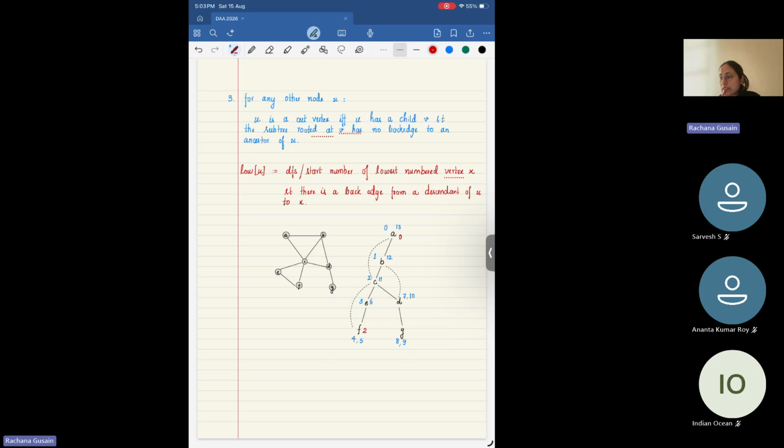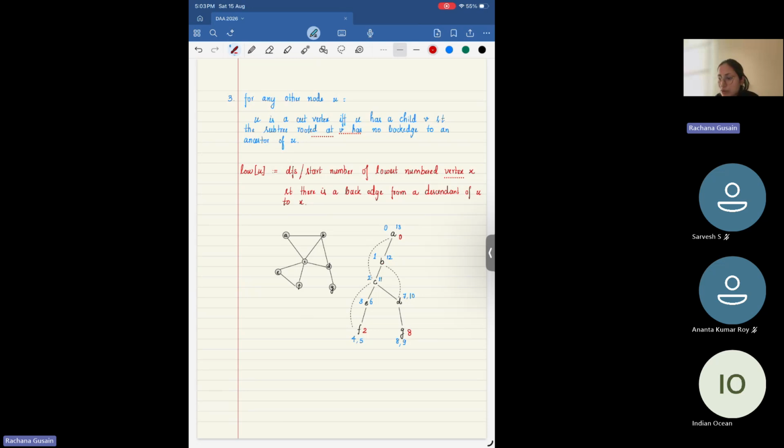What about the low of G? It is 8, right? There is no back edge starting from G, because this is a tree edge. So its low will be equal to the start number of G. So that is 8. Okay.